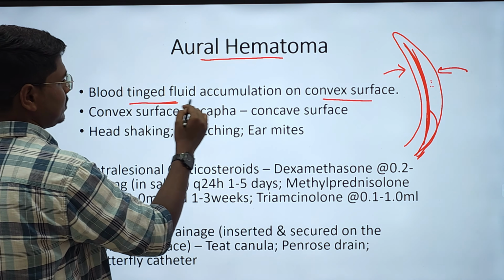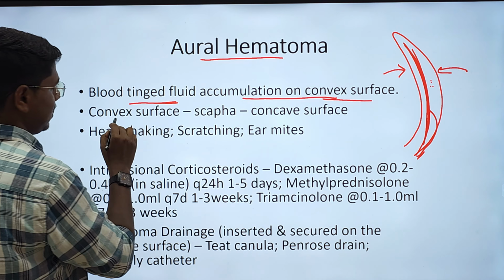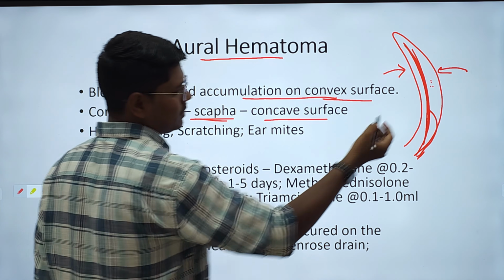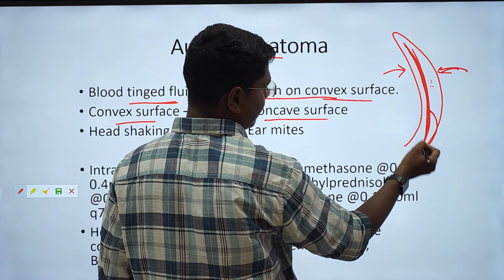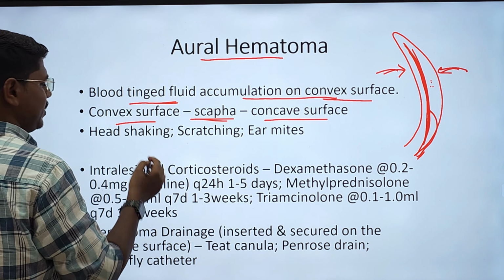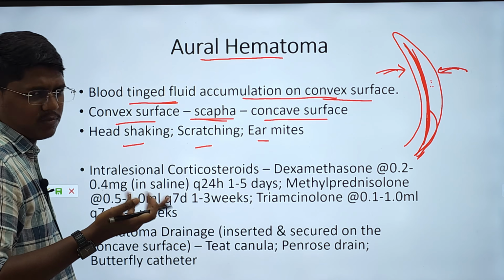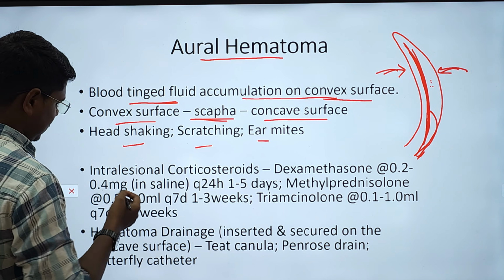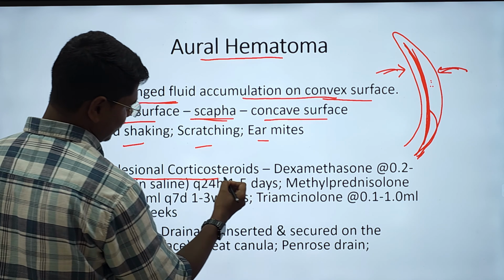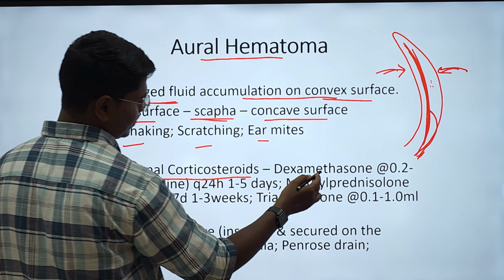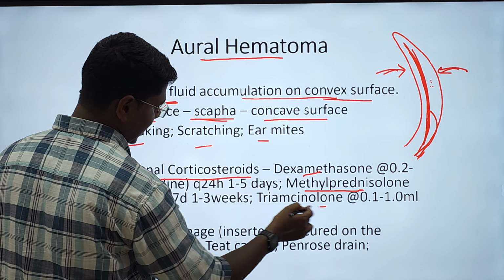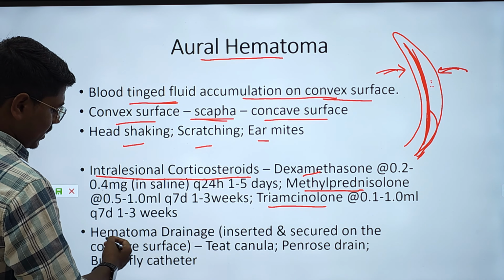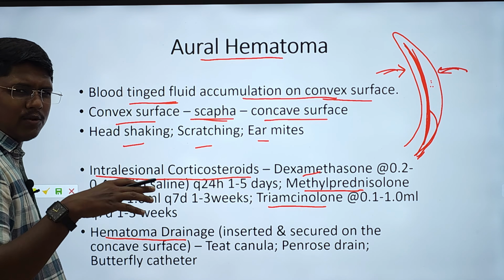Blood-tinged fluid accumulation on the convex surface. Convex surface, scapha, then concave surface. I told you this will be the convex. The cartilage is known as the scapha. It may be due to head shaking, scratching, or ear mites. Whatever the reason, there is some medicinal therapy, though this is not the medicine class, still you should know. Intralesional corticosteroids can be used, like dexamethasone, methylprednisolone, triamcinolone.